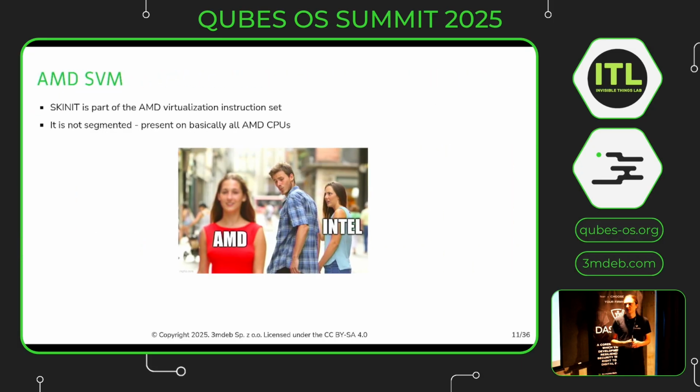In the case of AMD, it's a bit simpler, because the SKINIT instruction is essentially part of the virtualization instruction set nowadays. So basically, any AMD CPU and AMD CPU platform should be DRTM capable nowadays.